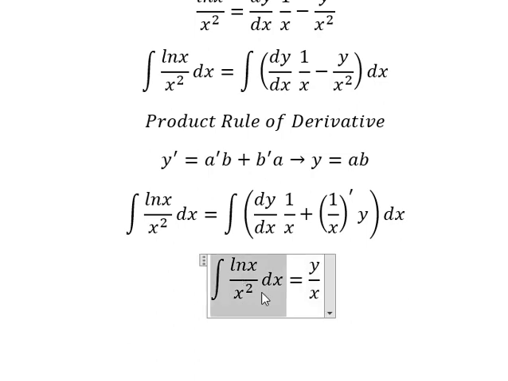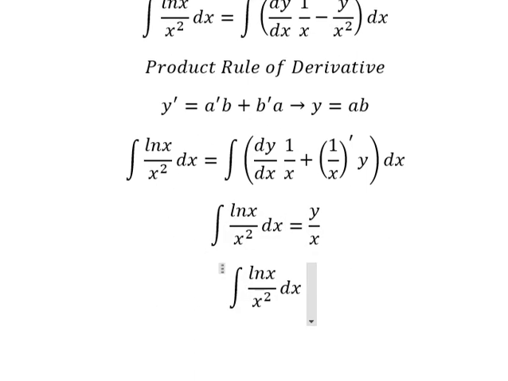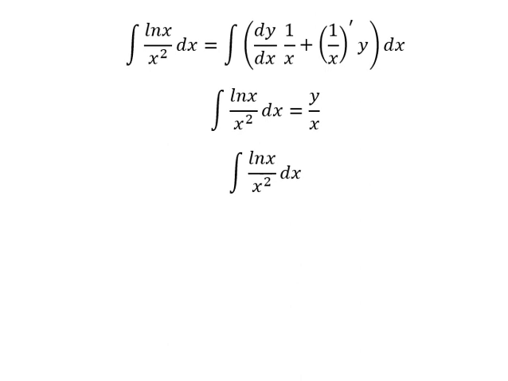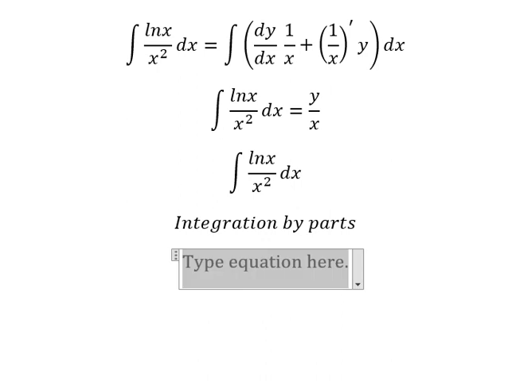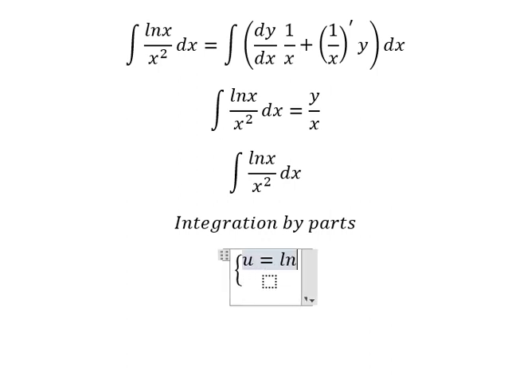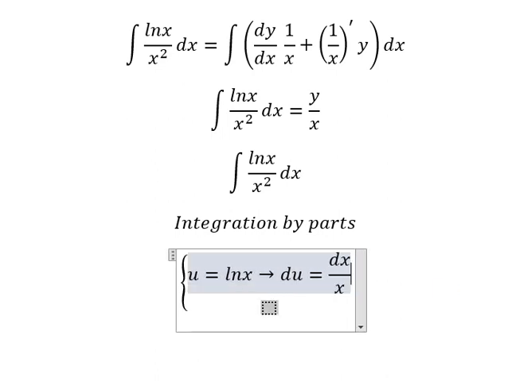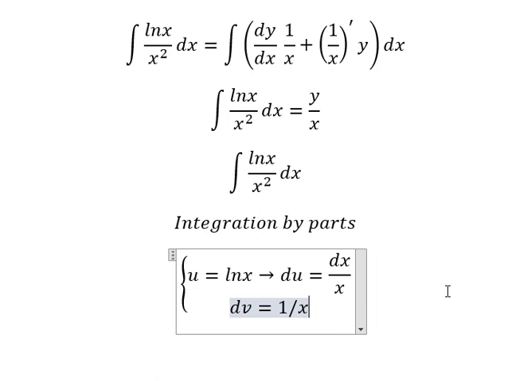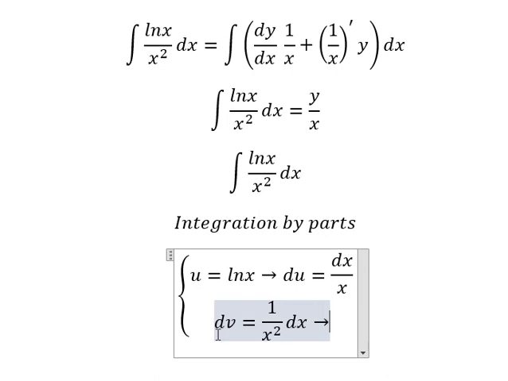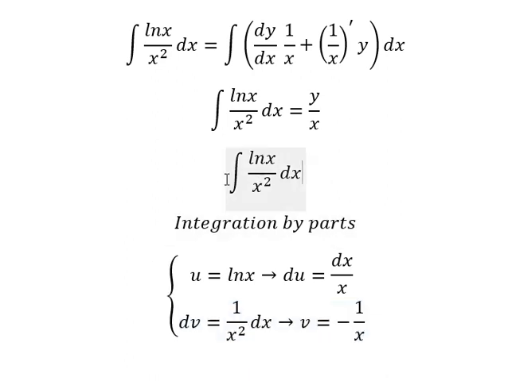Now we need to concentrate on this one. We need to use integration by parts. So I will put u equals ln x. Later, we take the first derivative of both sides, and we have du equals 1 over x dx, and dv is 1 over x squared dx. The integration of this, we have v equals negative 1 over x.